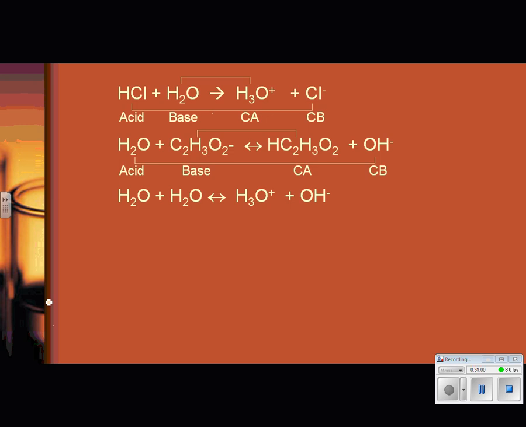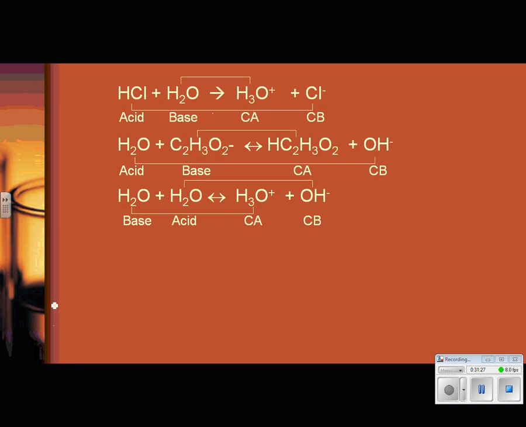Here, though, I have H2O and H2O. Well, if I look at the original H2O, it becomes H3O. So that makes it a hydrogen gain. So that's a base with a conjugate acid for the hydronium. And then the other water happens to be an acid, which makes the hydroxide a conjugate base. Okay.